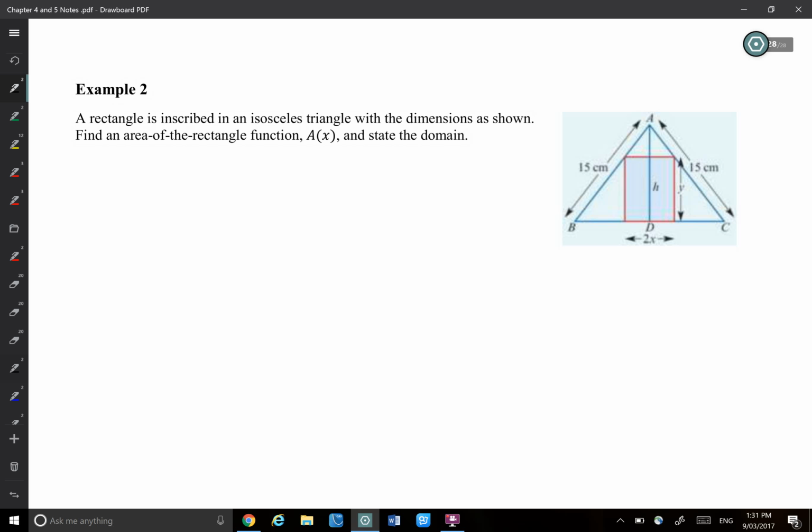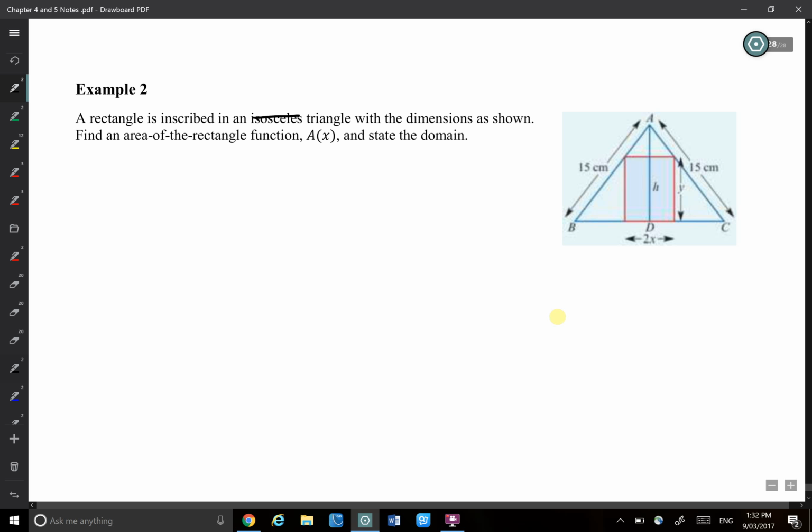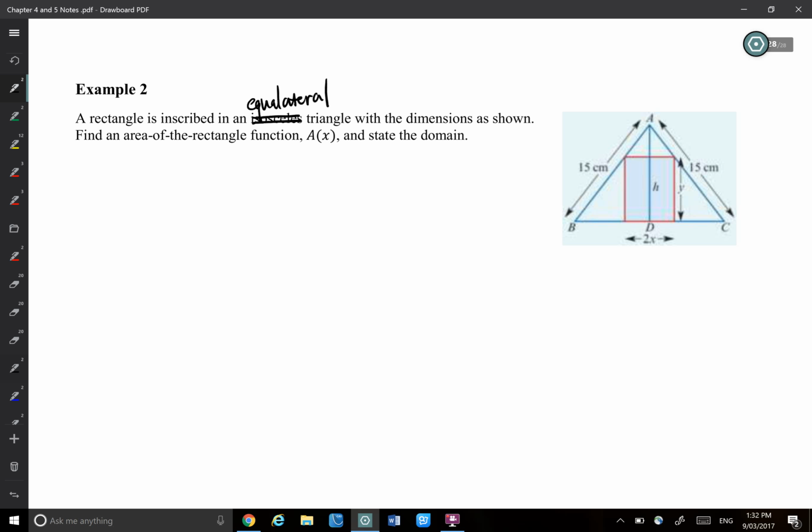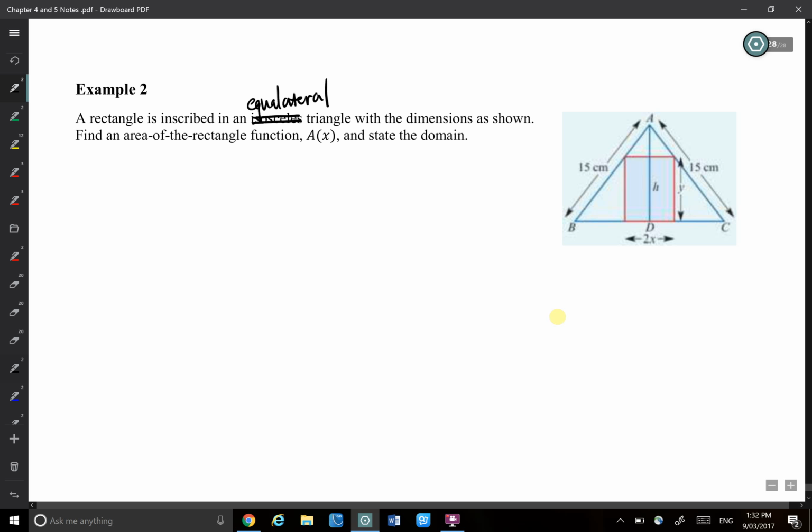In example 2, we have a rectangle inscribed in an equilateral triangle with dimension 15. Find the area of the rectangle function. I want to find the area A(x).